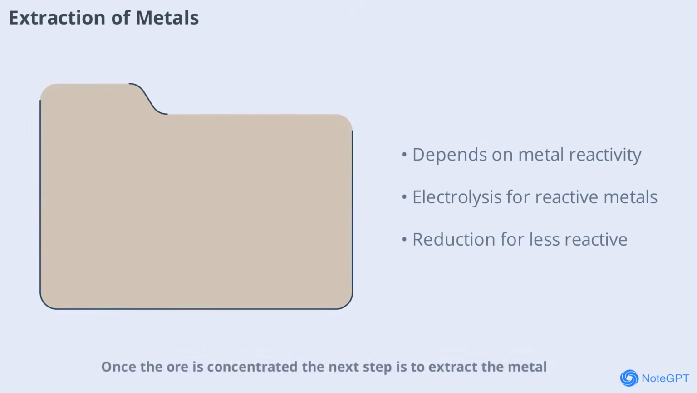Once the ore is concentrated, the next step is to extract the metal. The extraction method depends on the reactivity of the metal. Highly reactive metals like sodium and potassium are extracted by electrolysis, while less reactive metals like iron are extracted by reduction with carbon. The choice of method ensures maximum yield and purity. Understanding these extraction techniques is crucial for mastering the fundamentals of metallurgy.